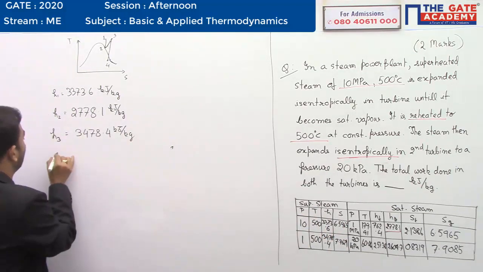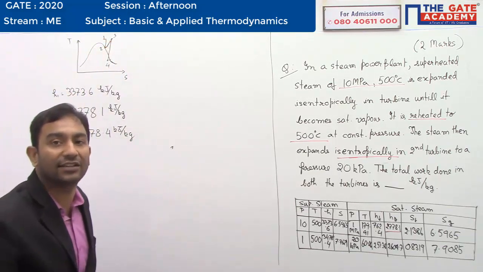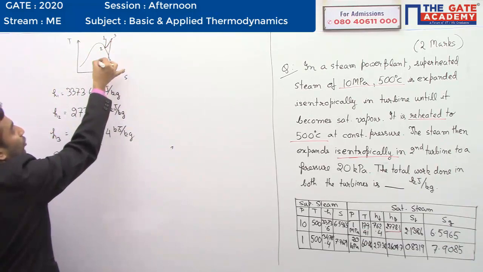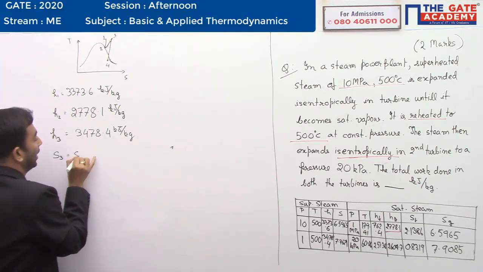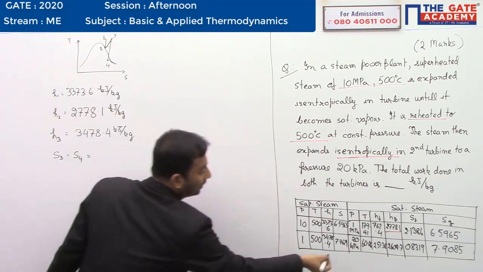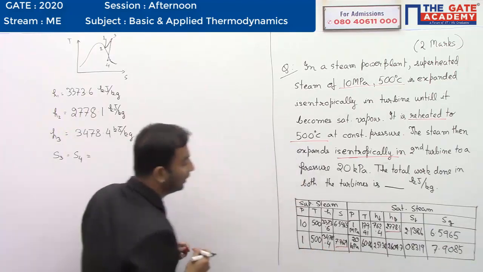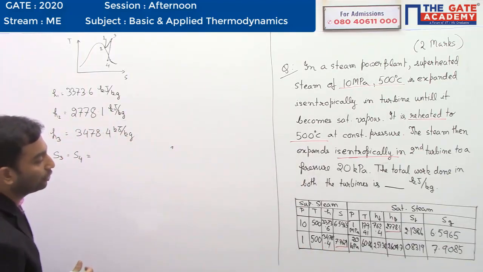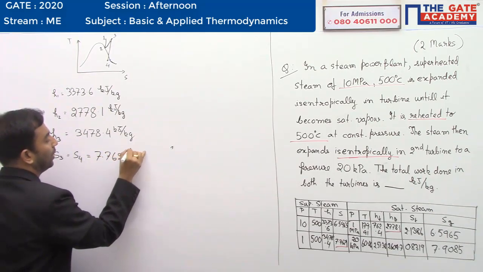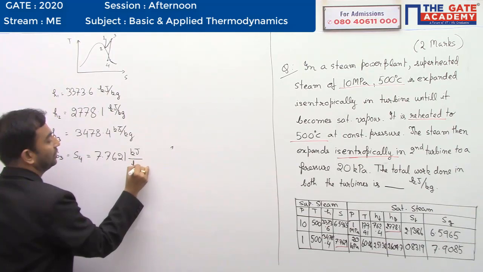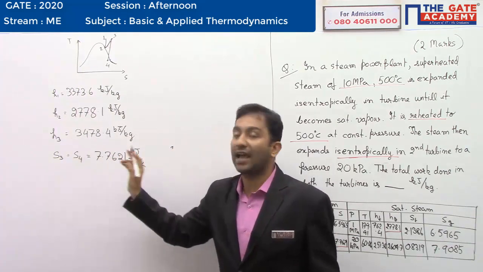So let me write this down. Since 3 to 4 is an isentropic process, the value of entropy at 4 will be equal to entropy at 3. So S3 will be equal to S4. I'll get the value from this point. Very good. 7.7621 kilojoule per kg per Kelvin. Very good. So I have come to know the entropy S4.